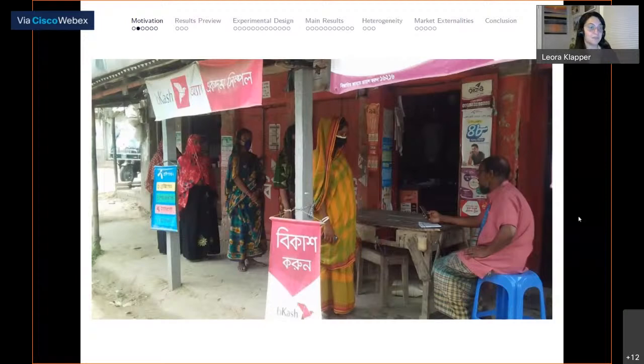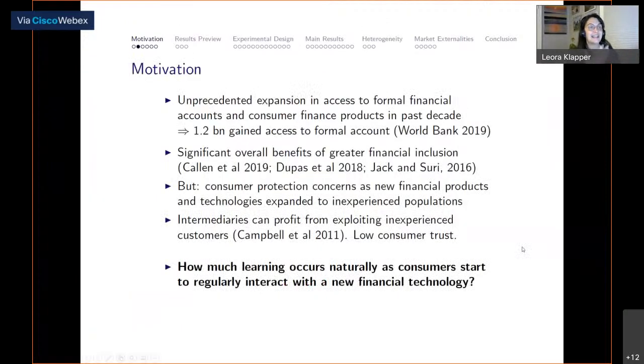And so that, as I summarized the motivation, also concerns again about consumer protection, especially as workers, many of whom are illiterate, many are innumerate, are having accounts for the first time when these wages are being digitized, and the exploitation that we've documented is occurring among this sample population. And so what we want to find out is, first-order priorities, simply what are the welfare benefits? Does it matter if workers get paid into an account as compared to cash? And secondly, how much learning occurs naturally as consumers start to regularly interact with this new financial technology, begin to use their account on a regular basis.